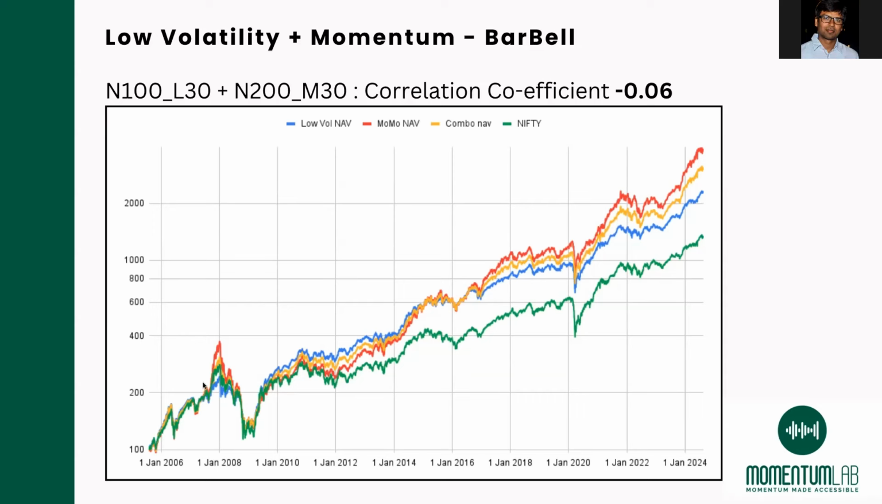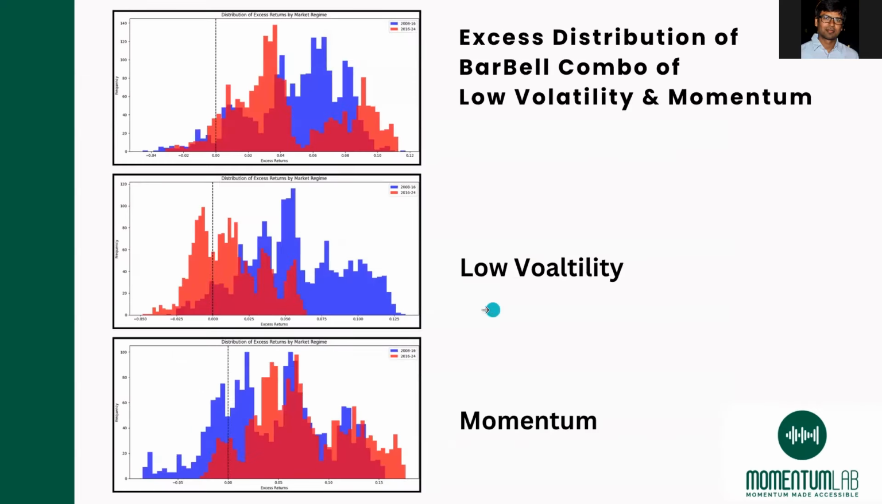Now, if you see, the combination is plotted in yellow, whereas momentum is in red, low vol is in blue, and Nifty 50 is in green. The switch between momentum and low vol happened somewhere around 2016. Earlier, low vol was performing well, and post 2016, momentum is performing better. Across both the time periods, both strategies, momentum and low vol, have always performed better than Nifty 50. So that's at a high level of the performance. Let's see the distribution of the excess returns.